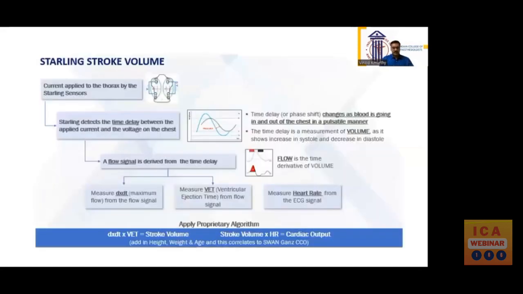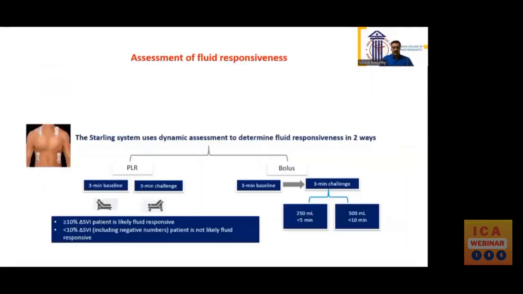This is the flow diagram for the cardiac output monitor measurement, and towards the end, you can see the algorithm for measurement of the stroke volume and the cardiac output. The assessment of fluid responsiveness using the bioreactance method can be done either by a simple passive leg raise test or the volume bolus test.